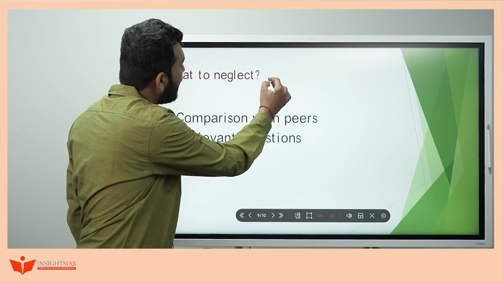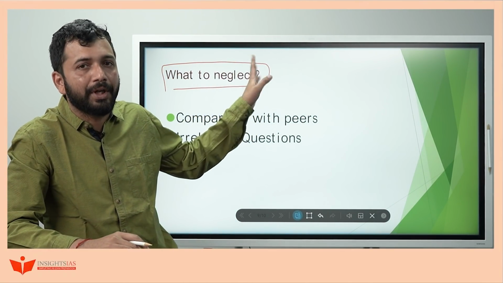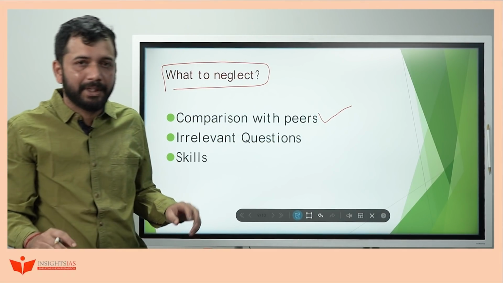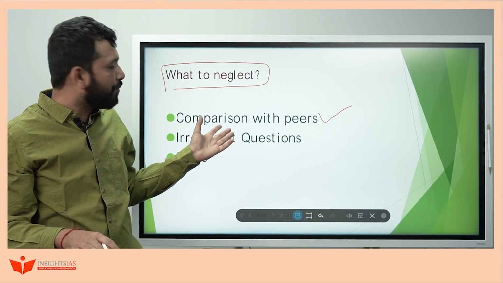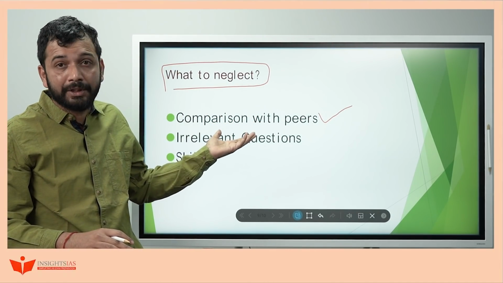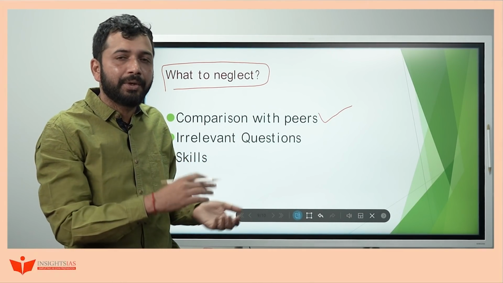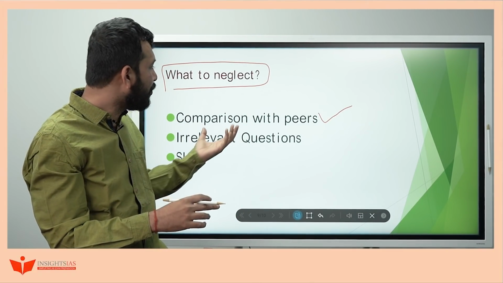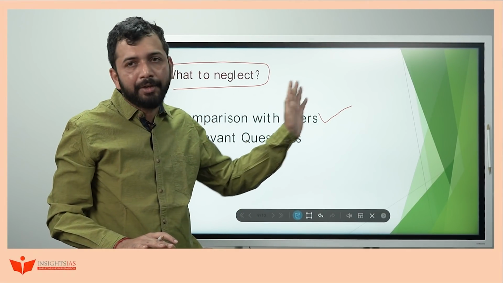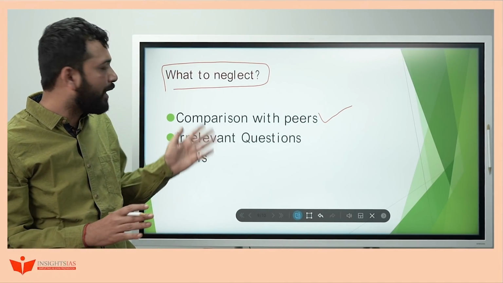So what to neglect from the test series? What you are supposed not to take away from this test series? One is comparing your score with peers. Let's say there is a subject like history, and maybe their optional is history. They are very good at history and performing well there, and you may not be doing well there. So in that situation, it is better not to compare with peers. Only work on your own weakness and strength.